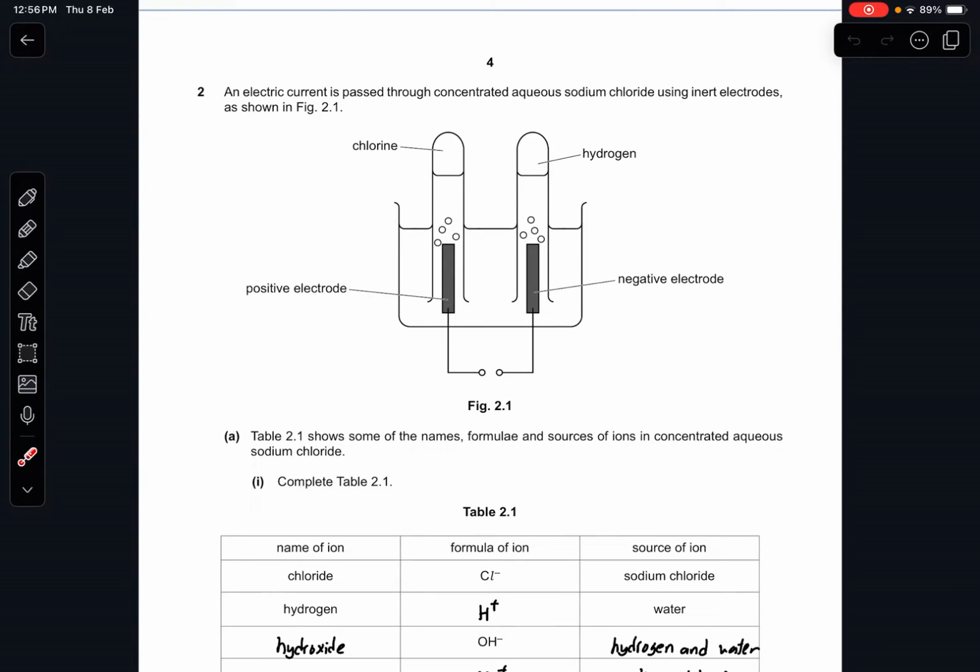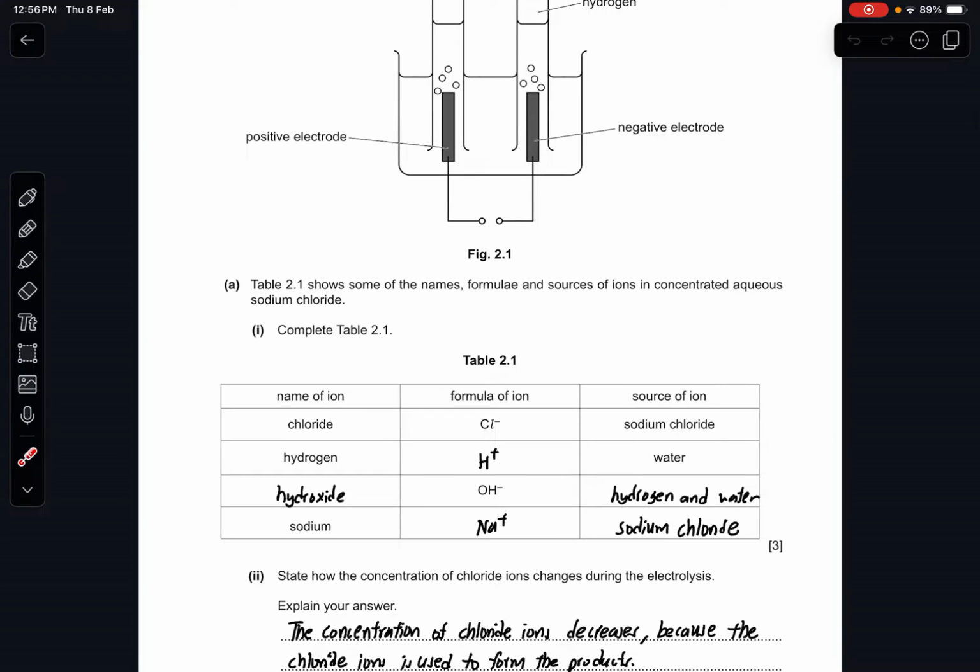Alright, question number 2. This is chemistry, electrolysis. An electric current is passed through concentrated aqueous sodium chloride using inert electrodes, as shown in figure 2.1. So they give you the setup of how an electrolysis would look for concentrated aqueous sodium chloride. Part A says that table 2.1 shows the names, the formulae and sources of ions in concentrated aqueous sodium chloride. Complete table 2.1. This is actually very simple.